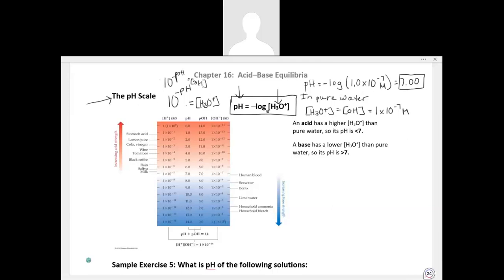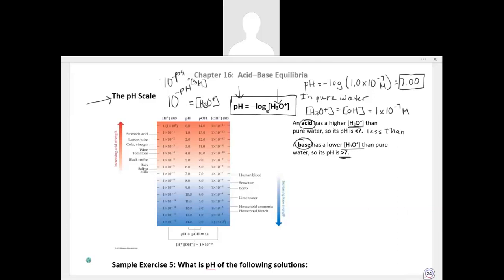We also need to be aware of the generalizations that an acid will have a higher concentration of hydronium than pure water. So we'll have a pH of less than 7. A lower pH than 7 is acidic, and a basic pH would be greater than 7, because it would have a lower hydronium concentration and a higher hydroxide ion concentration than pure water. So when we plug that into our negative log expression, we'll get a pH greater than 7.